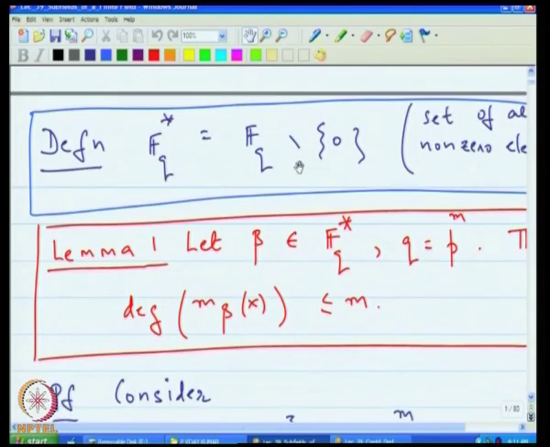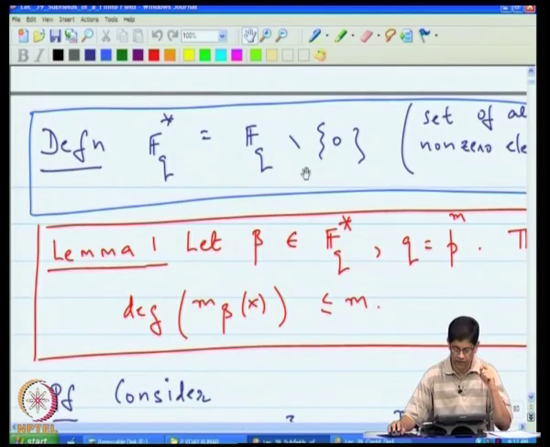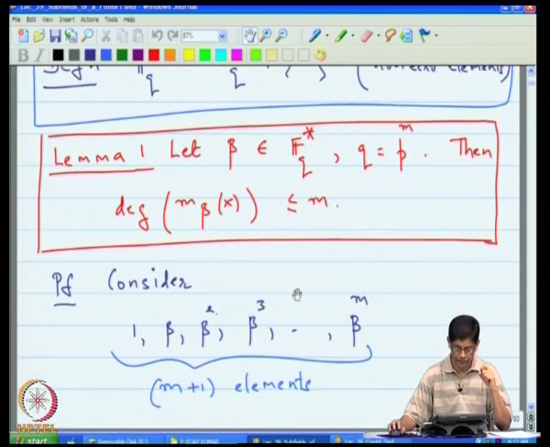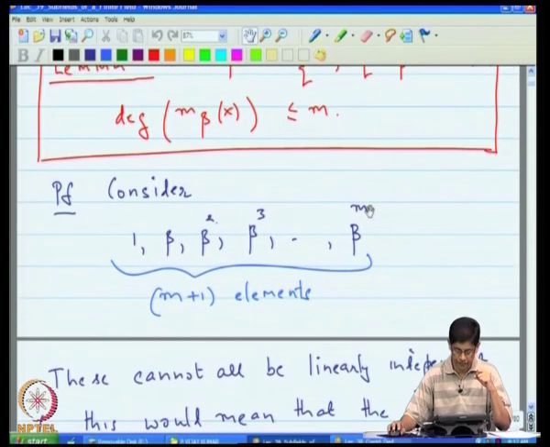Now, I will quickly introduce some notation. We will use F q star to denote the non-zero elements of the finite field, and the first lemma states that if beta is a non-zero element of the finite field where q is a power of prime p, then the degree of the minimal polynomial of beta is less than or equal to m. This m is the same m that appears in the exponent.